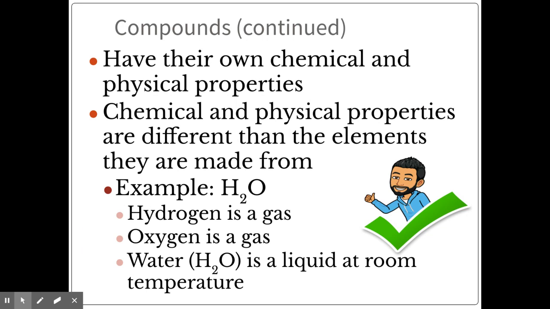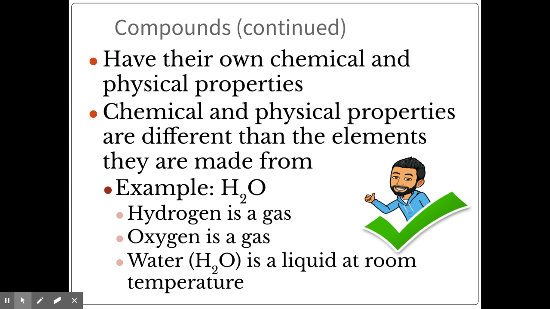Compounds continued. They have their own chemical and physical properties, and we'll touch on that in a second. So chemical and physical properties are different in a compound than the chemical and physical properties of the elements they're made of. In other words, H2O is water. Hydrogen, in normal atmospheric conditions, is a gas at room temperature. Oxygen is also a gas at room temperature, both of which are extraordinarily flammable. They explode, they start on fire very easily. If you put them together in a 2-to-1 ratio, two hydrogens to one oxygen, it's a liquid at room temperature.